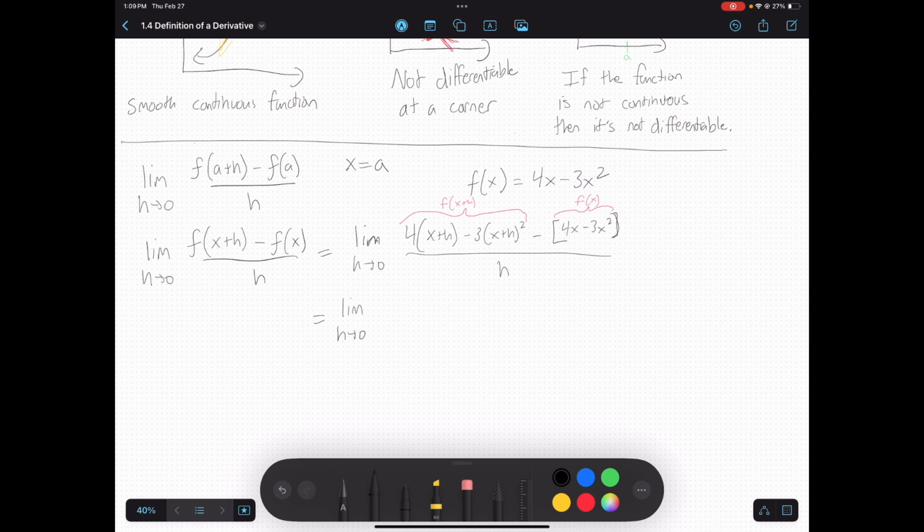Once again, if I try and plug in 0 for h, I'm just going to get 0 over 0. I'm going to get something that's indeterminate. So I have to do something more. Let's go ahead and expand this, and then we can try simplifying.